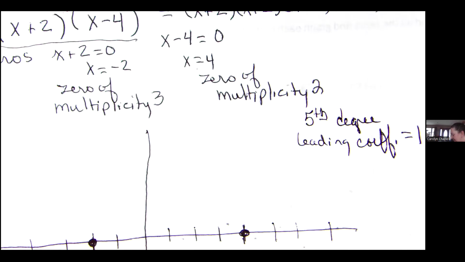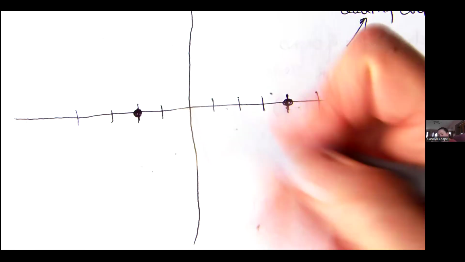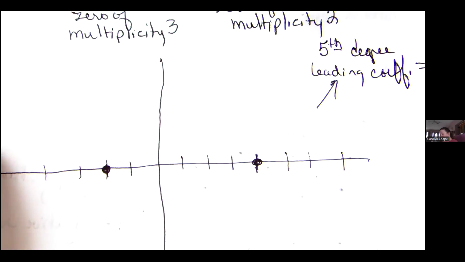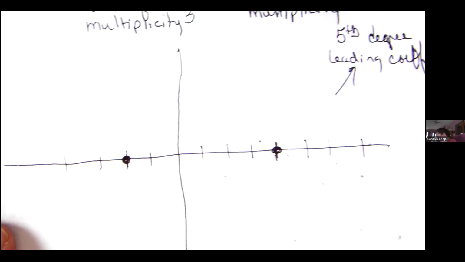It's going to do like the last one did. Start in the basement, end up in the clouds. So start down here, do some wiggles and jiggles in the middle, end up in the clouds. 5th degree could have 4 maxes and mins, so high points and low points. However, when you see multiplicity, a lot of that is going to kind of combine together. So we won't quite see as many.